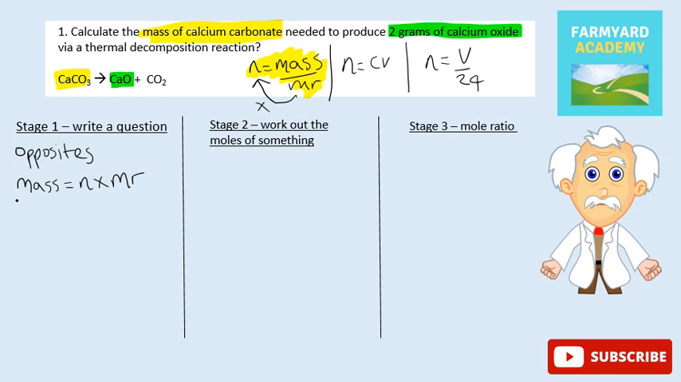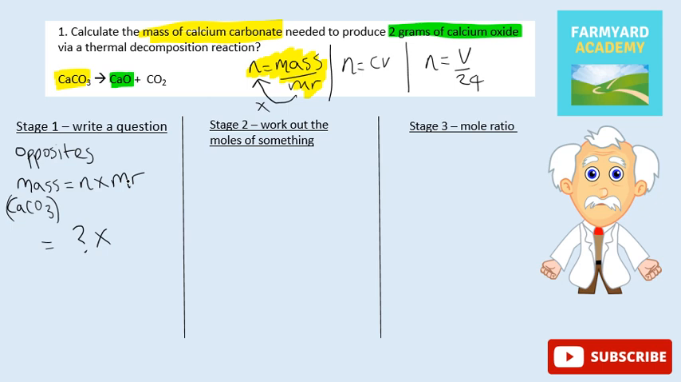So this is the mass of calcium carbonate that we're trying to figure out. Then we just fill in our terms. We've got the number of moles of calcium carbonate. So we go through the question: have we been given the moles of calcium carbonate? We haven't, so we put a question mark here.